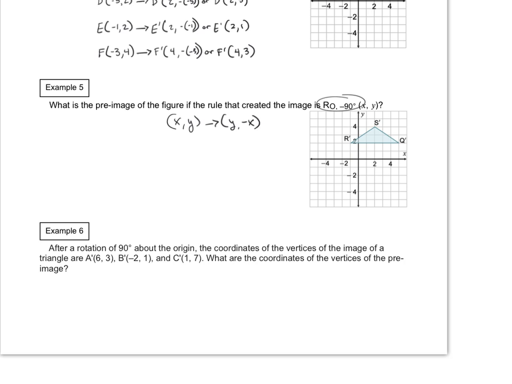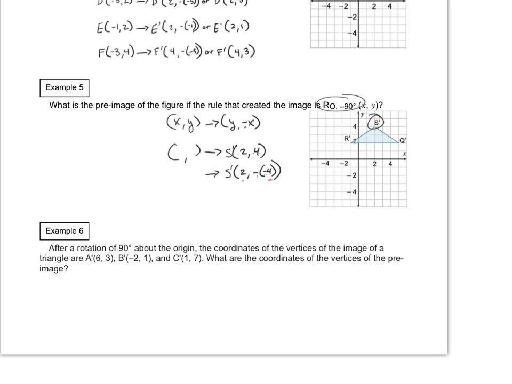What is the pre-image of the figure if the rule that created that image is this? Okay, so that's what we did. So let's see here. What could (x, y) be if, pick a point. I'm going to pick S prime. S prime is going to be (2, 4). And that should be S prime is going to be 2, and this is going to be a negative 4, because it's calling for a negative in the mapping. So that's why I did that. Negative times a negative would give me that positive. So it looks like this should be my old y value. This should be my old x value.